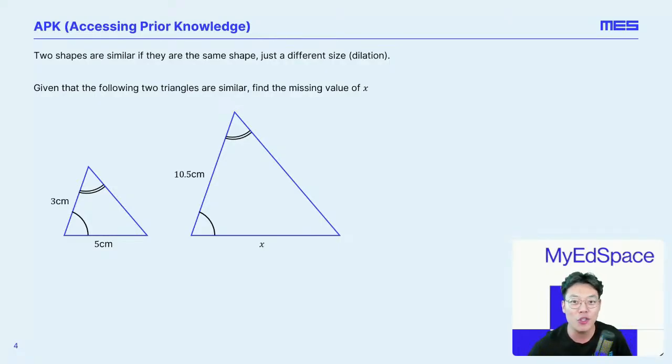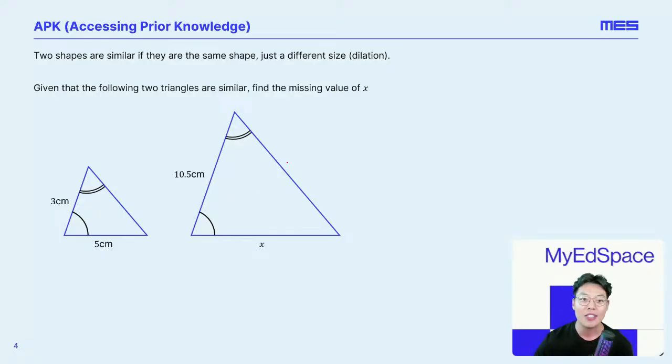Given that the following two triangles are similar, let's try to find the missing value of x. So we see this first shape, we have 3 centimeters for one of the sides and 5 centimeters for one of the sides. Also notice that the two angles that are congruent are in the same place for both of these triangles. These problems can get more challenging if these angles are switched up, and now you have to start making sure you're working with corresponding sides and corresponding angles.